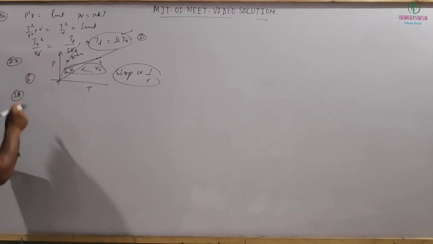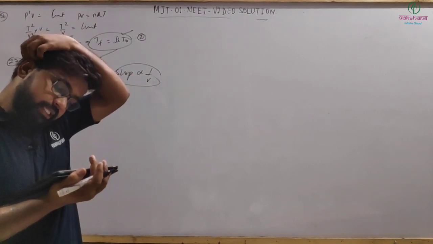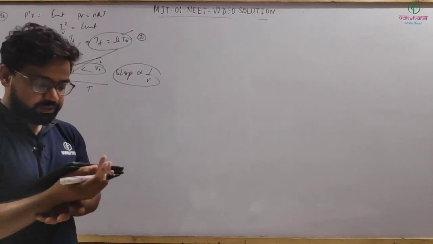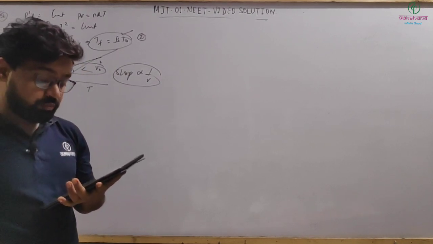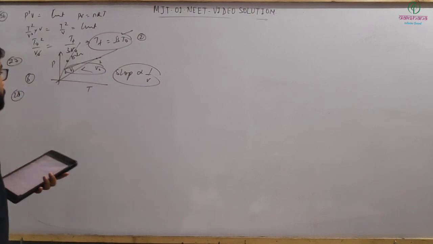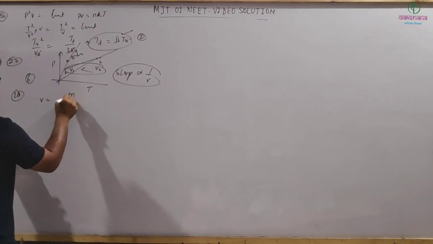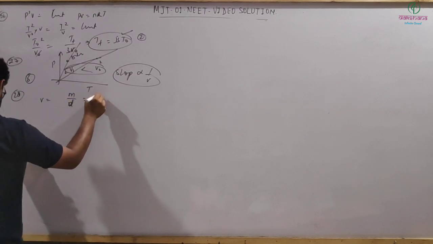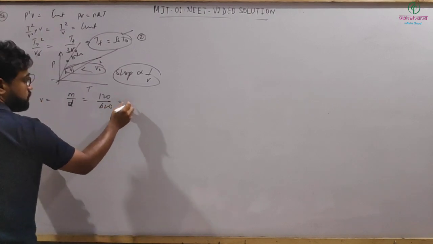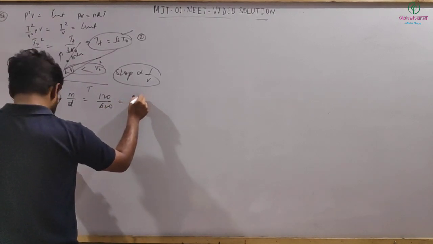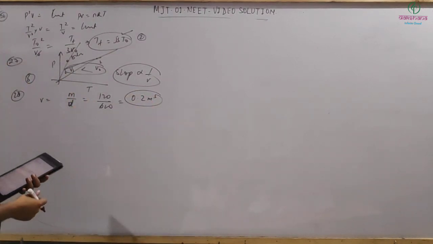Question number 28. A raft of wood of density 600 kg per meter cube and mass 120 kg floats in water. How much weight can be put on the raft to make it just sink? So what will its volume be? Volume is equal to mass upon density, that is 120 kg divided by 600, which is equal to 0.2 meter cube, and this is the volume.